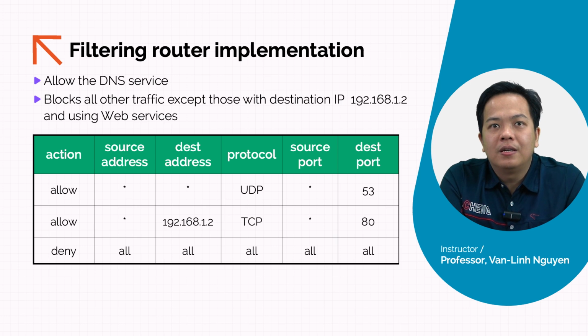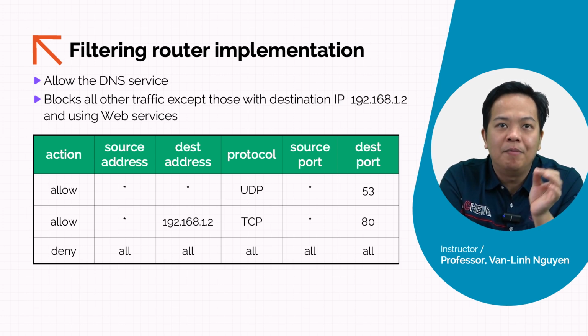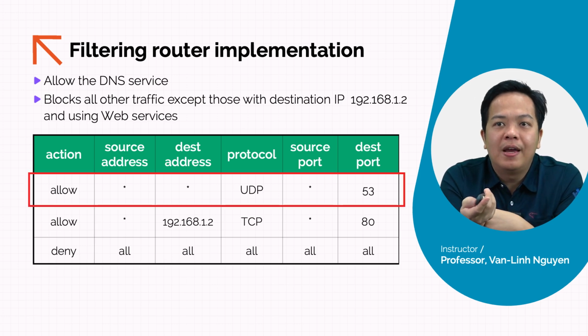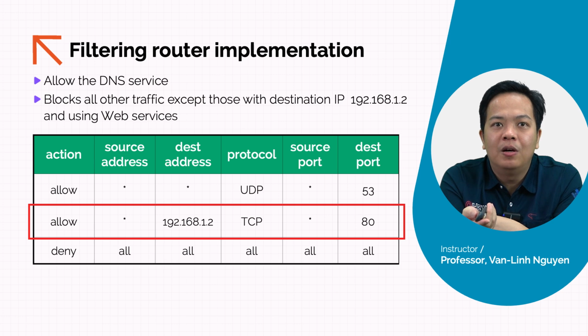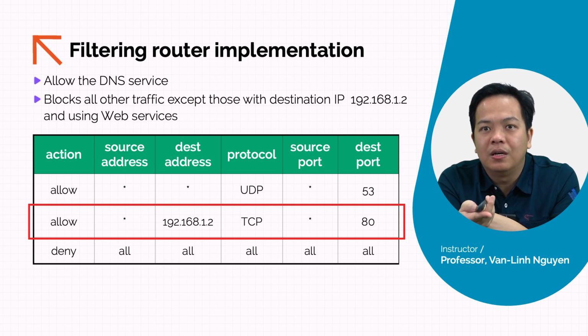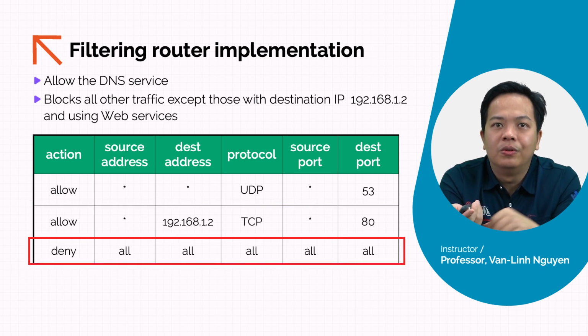Here you can see in detail how to allow DNS and block all other traffic except for specific IPs. The first rule allows DNS with destination port 53. The second allows a specific source IP and destination IP address for TCP with destination port 80. And the last one denies all.